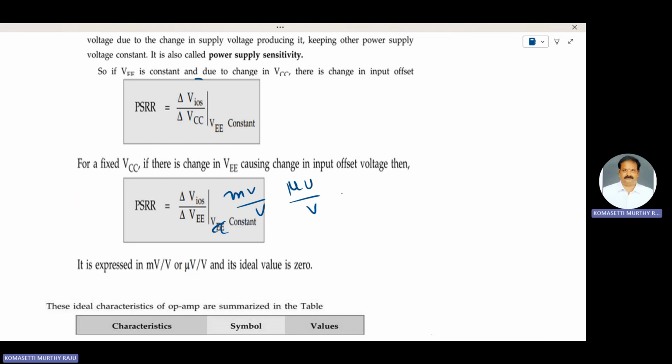An external DC power supply is used to power the op amp. Pins of the op amp are 7 and 4. Pin 7 is meant for plus VCC, and pin 4 is meant for minus VEE. In the ideal case, it is 0.